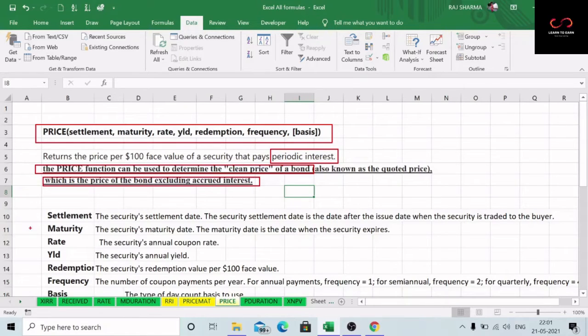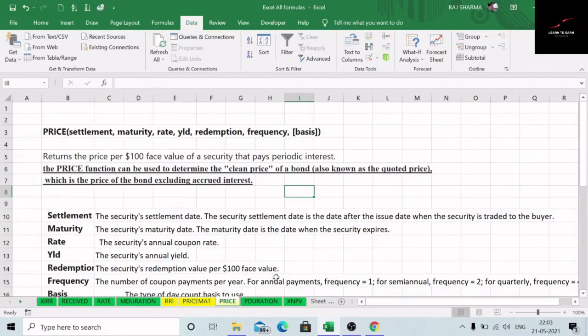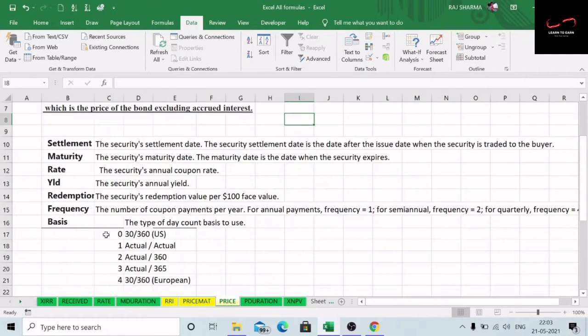If it is only an annual coupon, then we have to take 1. If it is a semi-annual coupon, we have to take 2. And if it is a quarterly coupon, then we have to take 4. And then the basis is the day count convention. And generally we use 30 by 360 in the fixed income security market. That is a US convention.